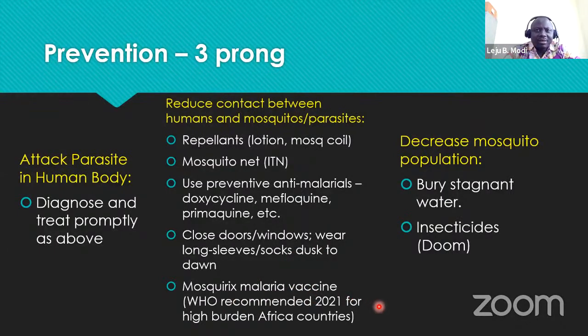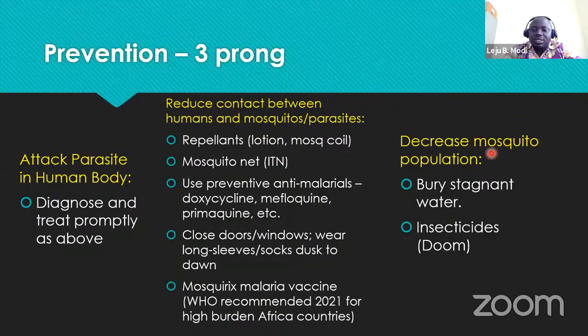Vaccination. I would rather say it's still a long way to go before a vaccine is really approved for the whole of the tropical region or areas with malaria to use. But in 2021, the WHO recommended a vaccine called the Mosquirix malaria vaccine for use in high-burden African countries. But as we know, it's not yet in South Sudan, so it might not be a good thing to bank on. But for now, we should just know that in the near future, hopefully, it will become a very common vaccine that people can take.